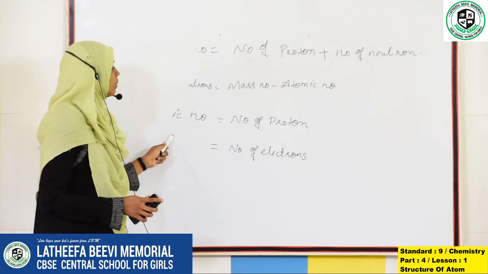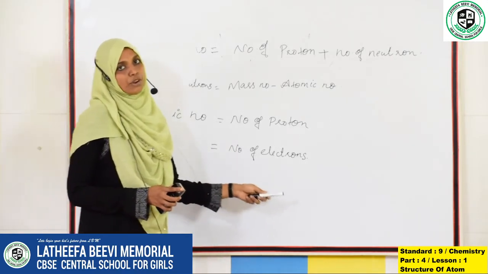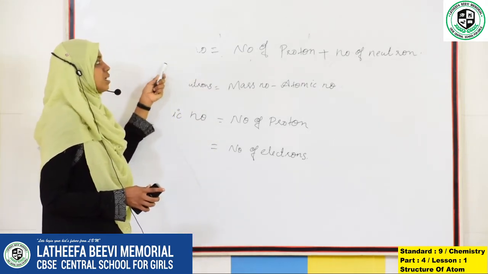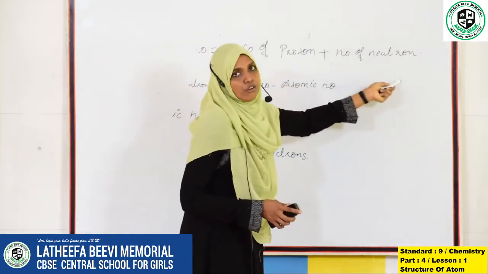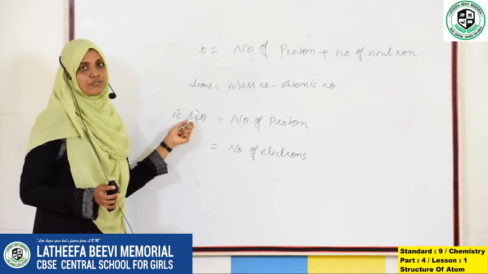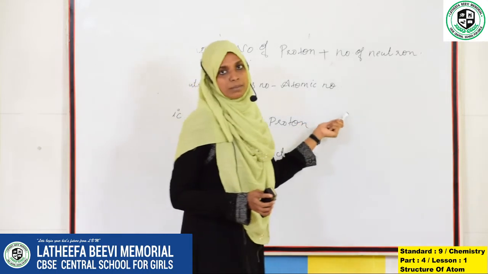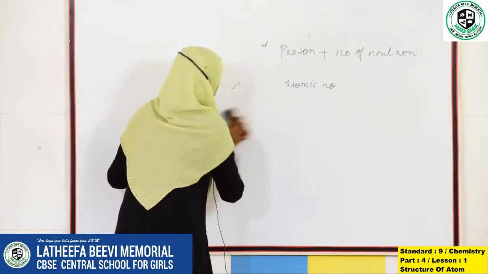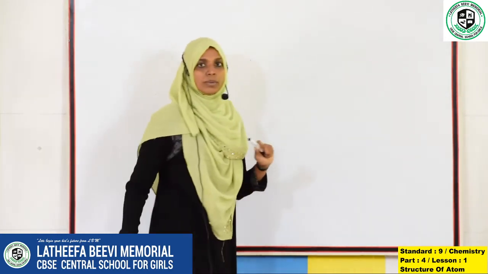So, atomic number is equal to number of protons and it is also equal to the number of electrons. Okay. Then how can we calculate the mass number? Mass number is equal to number of protons plus number of neutrons. Then how can we find the number of neutrons? Number of neutrons is equal to mass number minus atomic number. Okay. So, we can do some examples for the mass number, atomic number and number of neutrons.